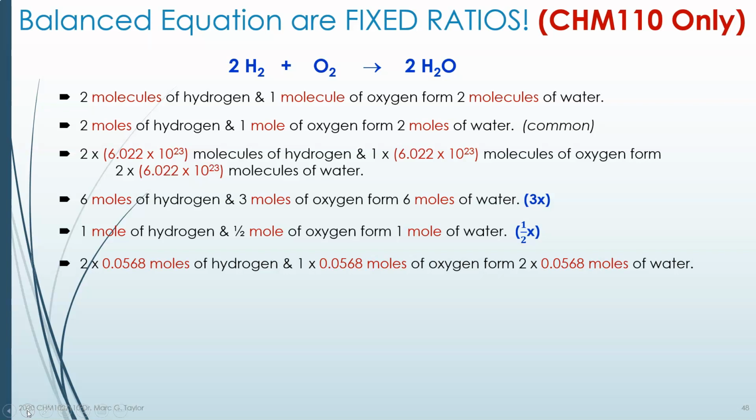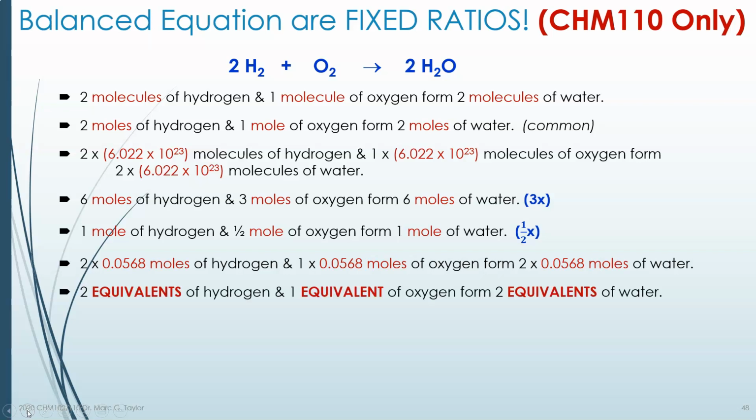We could say 2 of 0.0568 moles of hydrogen plus 1 of 0.0568 moles of oxygen will form 2 of 0.0568 moles of water. Whatever equivalent we want to use is fine, as long as it's some way of counting these particles. In this case, they're all molecules. So 2 equivalents of hydrogen will react with 1 equivalent of oxygen to form 2 equivalents of water.